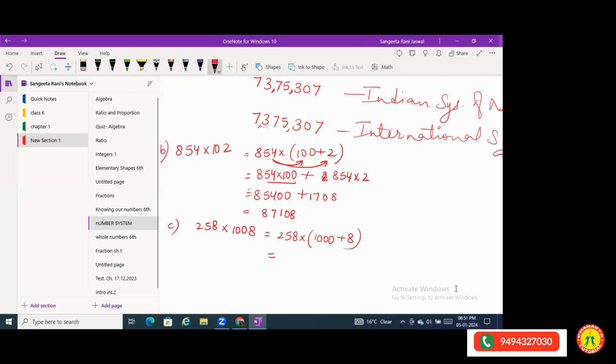Ma'am, 258 into 1000 plus 258 into 8. Good. Then after multiplying, quickly multiply this and tell me. Ma'am, the answer is 2,58,000. Okay. Then when you add this, what do you get? Yes, ma'am. Understood now? Yes, ma'am.